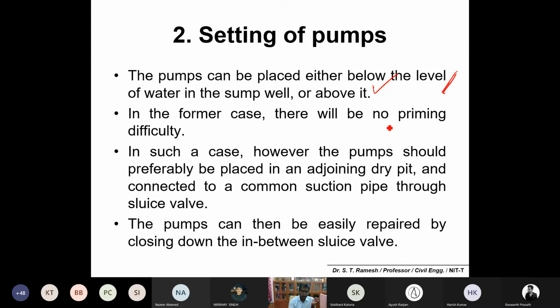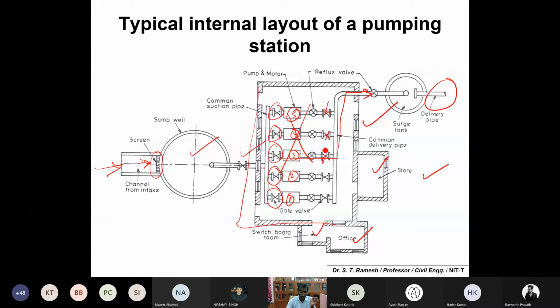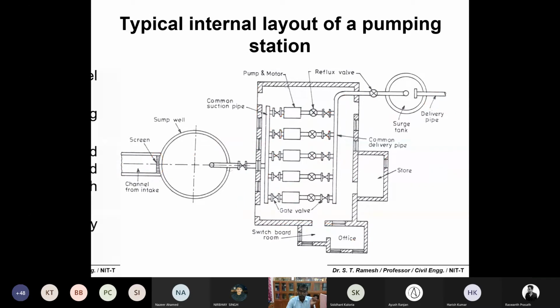And if it is below, there will be no priming difficulty, and pumps should preferably be placed in an adjoining dry pit and connected to a common suction pipe through a sluice valve, and pumps can be easily repaired by closing down the sluice valves. That's what I told you. If there are any problems in these pumps, I can close here and do the repair very immediately. Okay, with the help of gate valves or sluice valves.